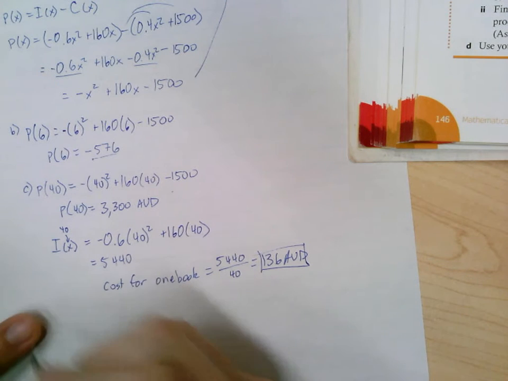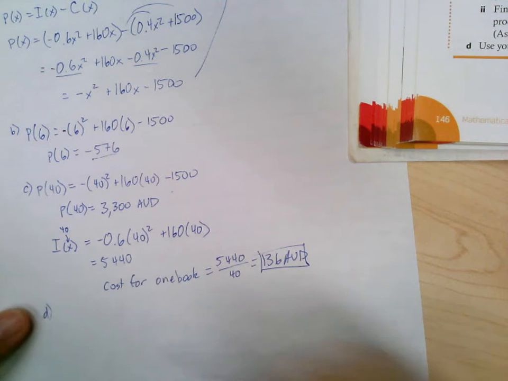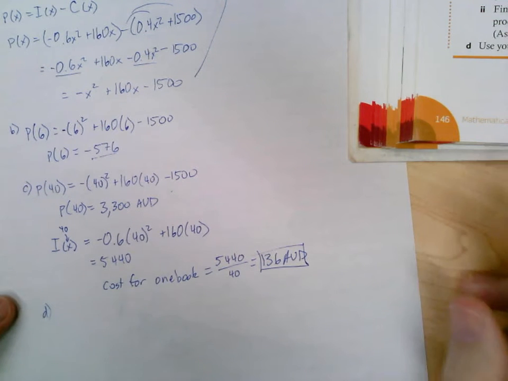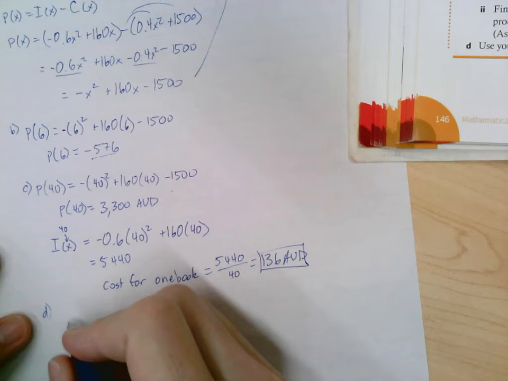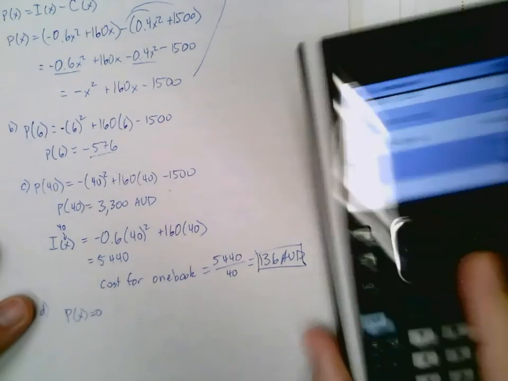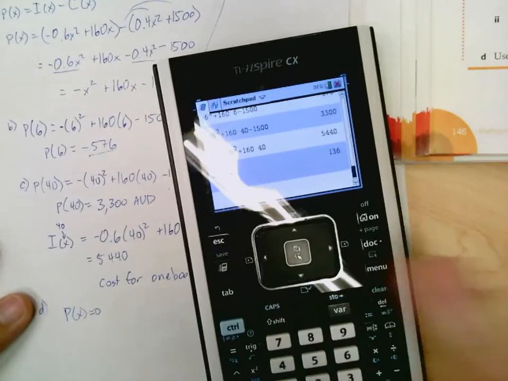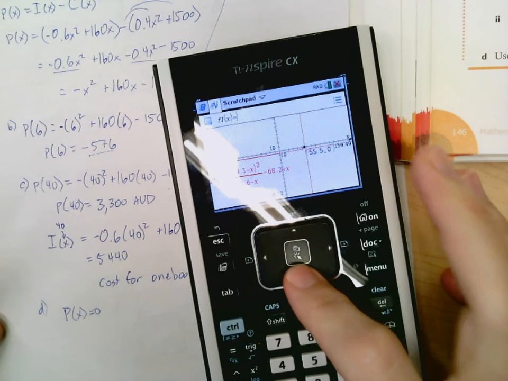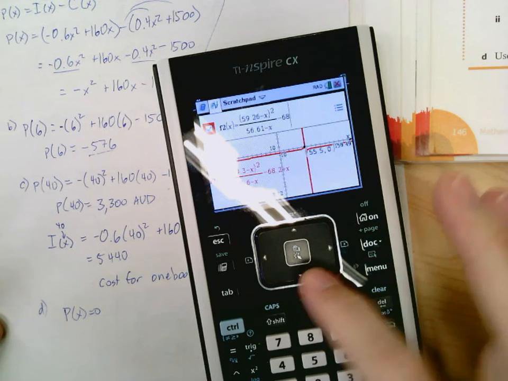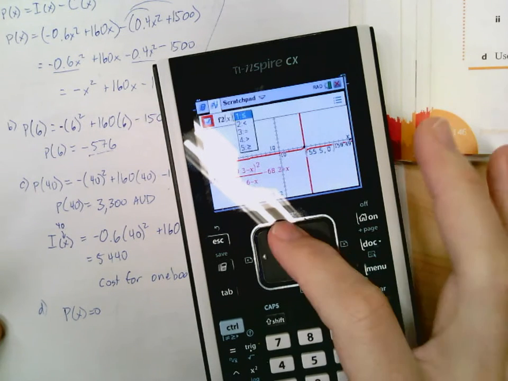Okay, last question, question D. It says, use your GDC to find the number of books for which P of X equals 0. It wants me to find P of X equals 0. Now I'm glad it's going to let me use my calculator, because that's a quadratic and I don't want to have to mess with it. So we're going to go to the graph, to graph entry edit, and to the function, and we're going to delete what's there already, because I don't really want that one to show up. So goodbye.